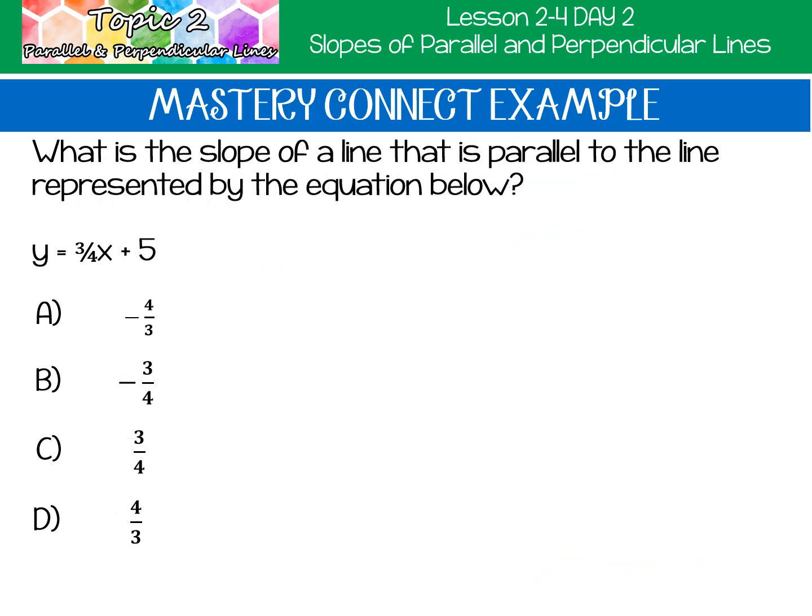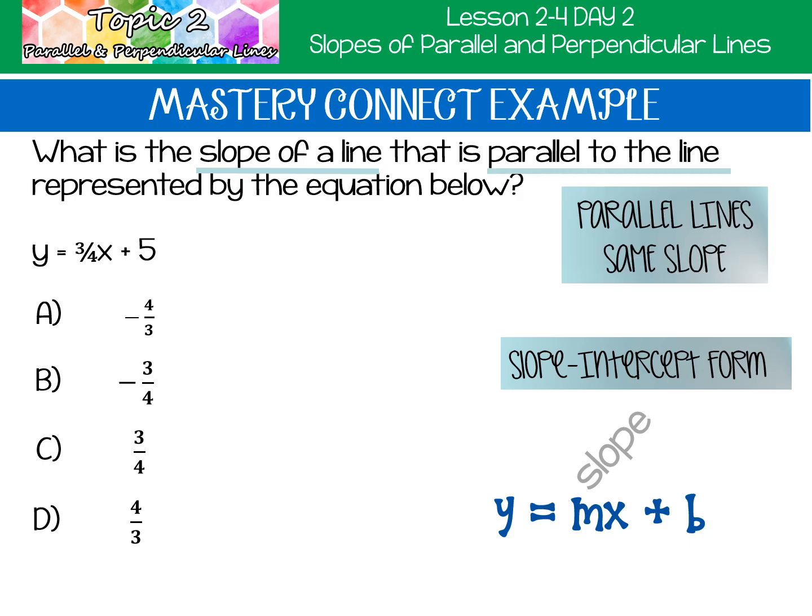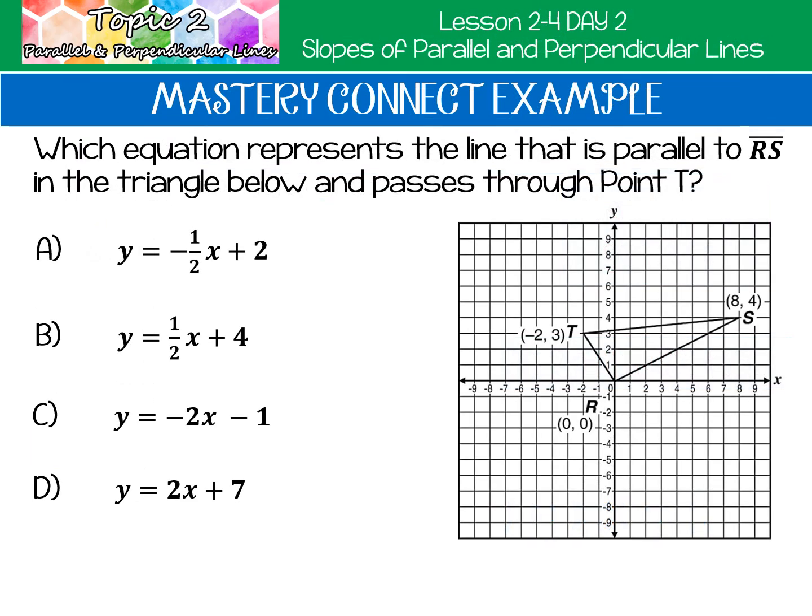Let's see what's next. Another Mastery Connect example. What is the slope of the line that's parallel to the line represented by that equation? So parallel lines have the same slope, and our slope right there is 3/4. So we're looking for 3/4 right there. It's C.